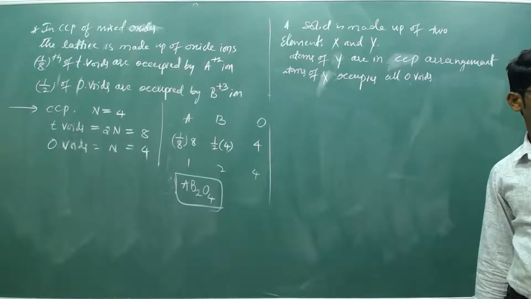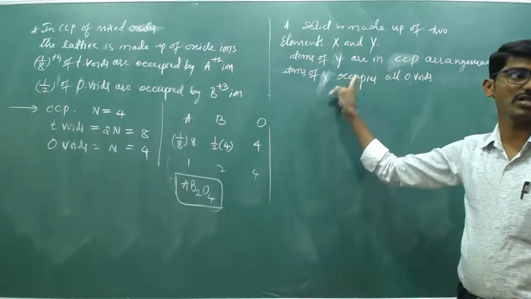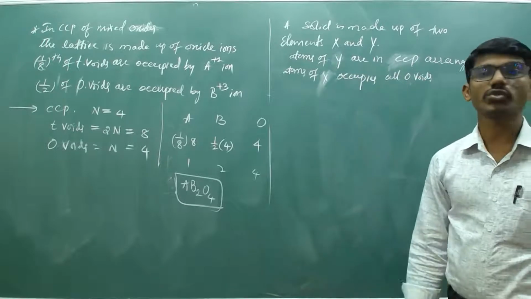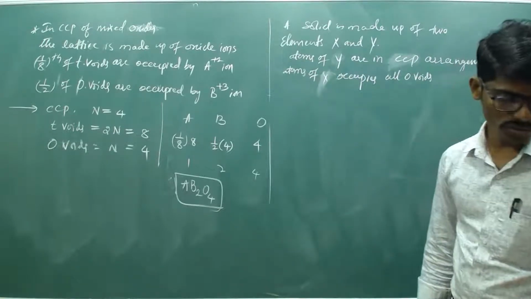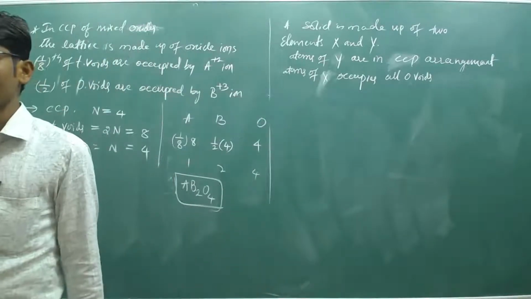X2Y, because tetrahedral voids means it is 2n and Y is n. So it is 8 and it is 4. It is a 2 is to 1 ratio. X2Y will be the formula. So this is about the concept of formula of a compound.